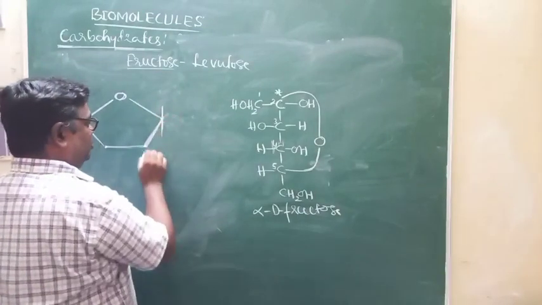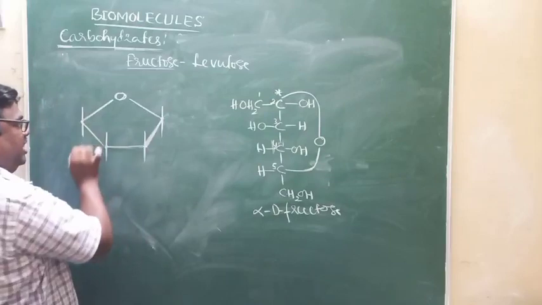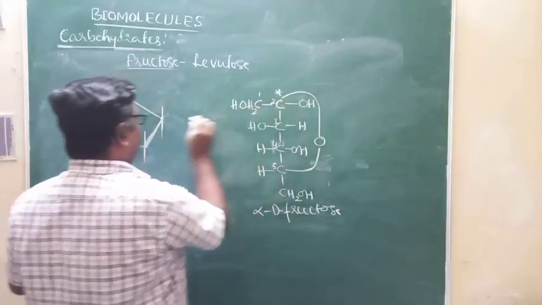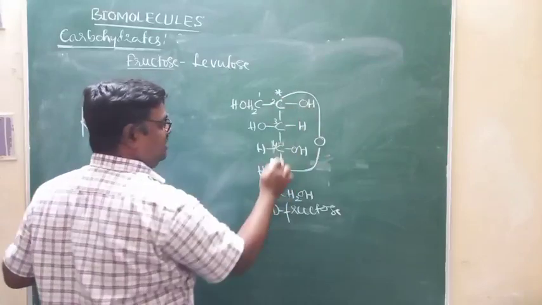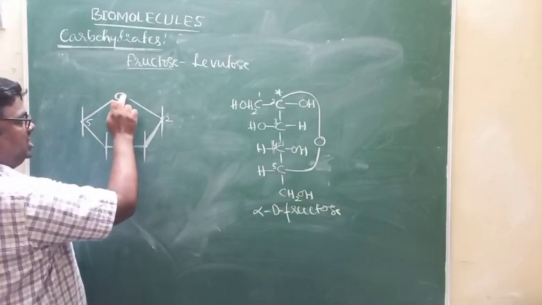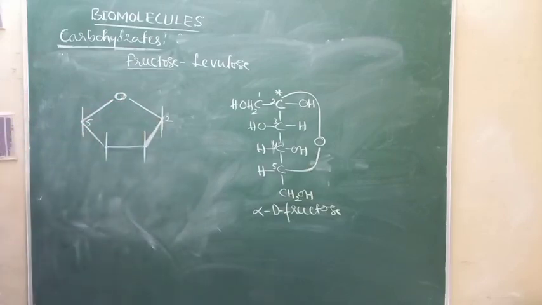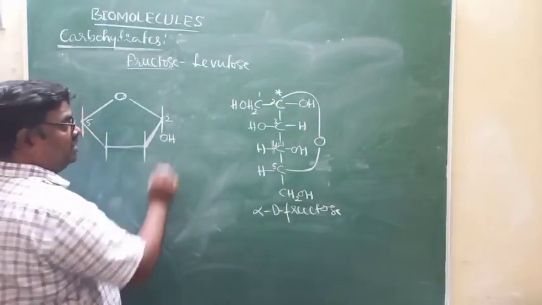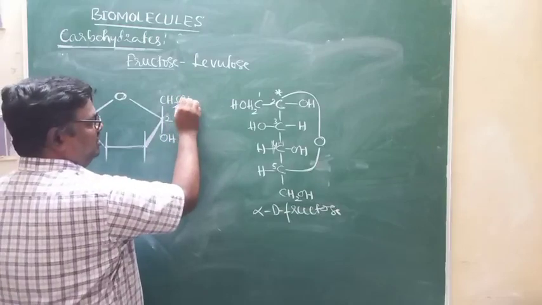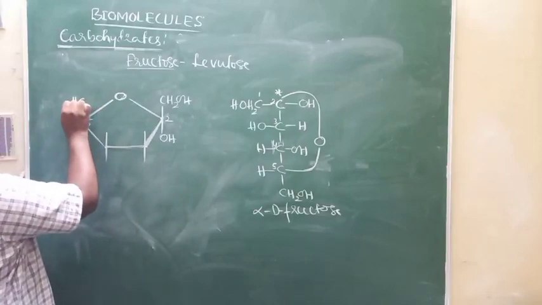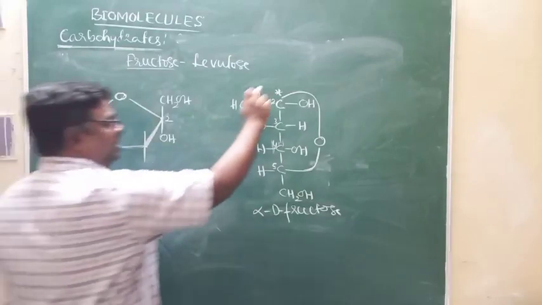The groups attached to the carbon atoms will be written above and below the plane. Look at this. This is the second carbon atom. Oxygen is attached to the second and fifth carbon atom. It should be the fifth carbon atom, because oxygen should be attached to the second and fifth carbon atom. And here in this case, the OH group is on the right side. Therefore, it should be written below the plane. And therefore, CH2OH should be above the plane. This CH2OH group should always be written above the plane if cyclization takes place from the right side.